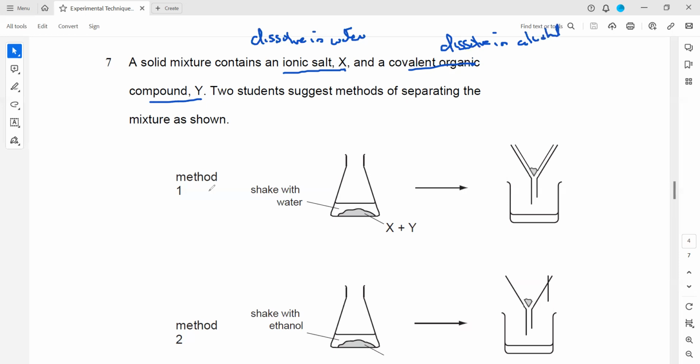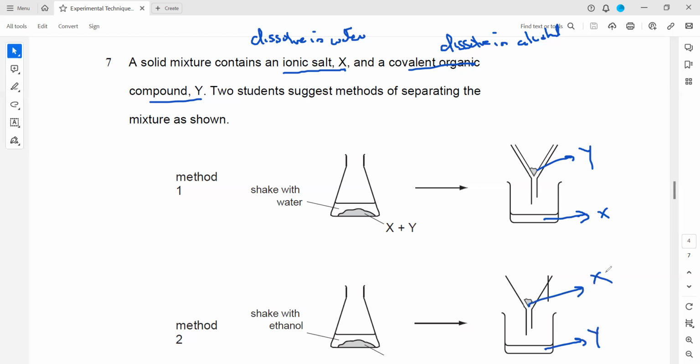So first, method 1, we shake with water. When we shake with water, what will happen? The mixture of X and Y, X will dissolve and Y will not dissolve. So the solution will be X, and what is left on the filter paper is Y, because Y is an organic compound. It does not dissolve in water. It dissolves in ethanol or alcohol. If we shake with ethanol, what will happen now? This time, because it's alcohol, Y will dissolve and X does not dissolve.